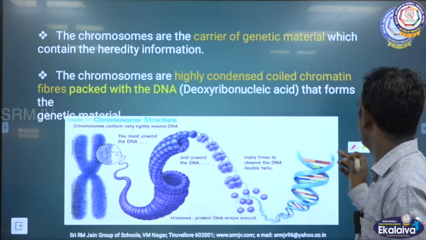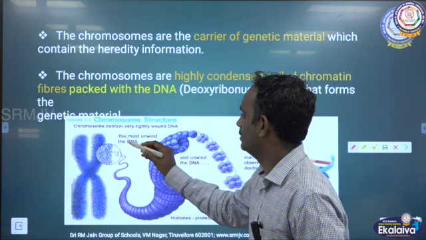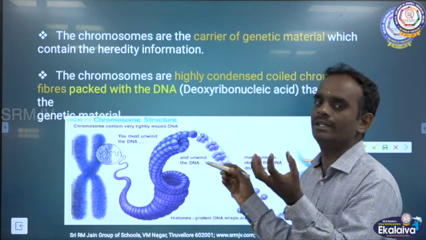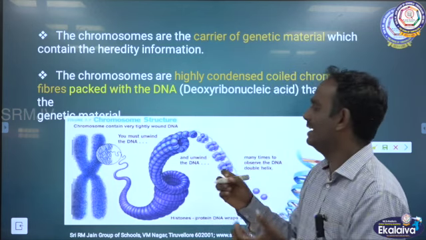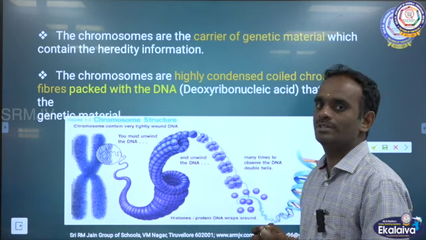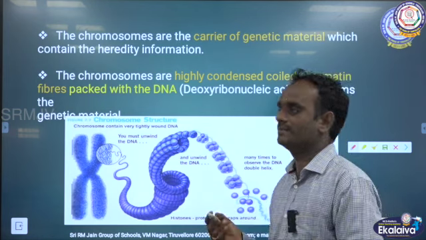See the picture. Chromosomes are very tightly bound with DNA. They are filled with DNA only. A small segment of a chromosome has a number of DNAs.